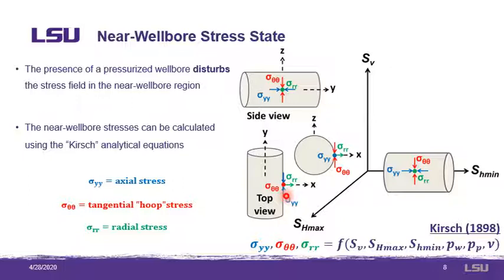And the exact analytical solutions for those near wellbore stresses, as we call them collectively, is given to us by Kirsch theory from 1898 as a function of the in situ stresses, wellbore pressure PW, formation pore pressure PP, and formation Poisson ratio indicated by the Greek letter nu.